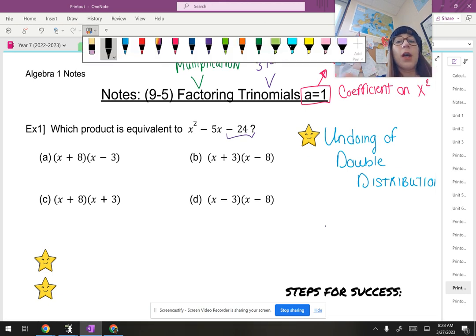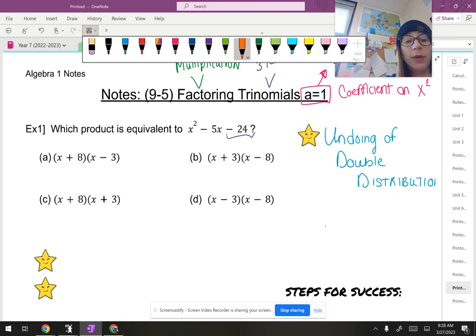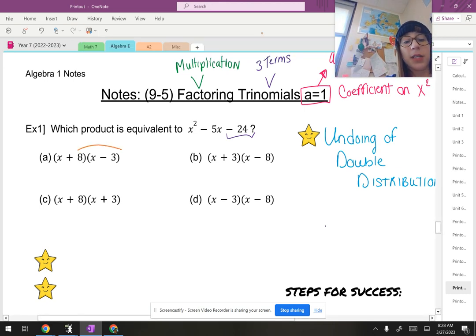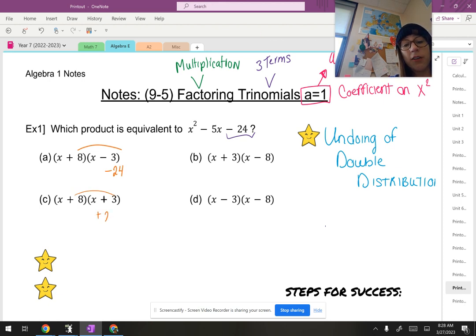Sorry about that. So now that we have the correct examples in front of us, we can eliminate two choices just by the fact that we need to multiply to a negative 24. Coming over to A, when I multiply positive 8 times negative 3, that's definitely going to get me the negative 24 I want. But down here in choice C, a positive 8 times a positive 3 is going to give me a positive 24, which is no bueno.